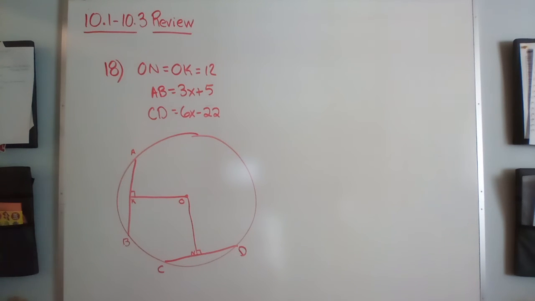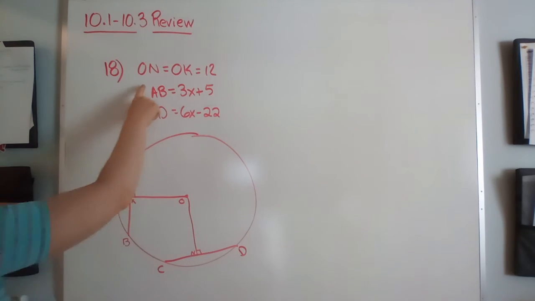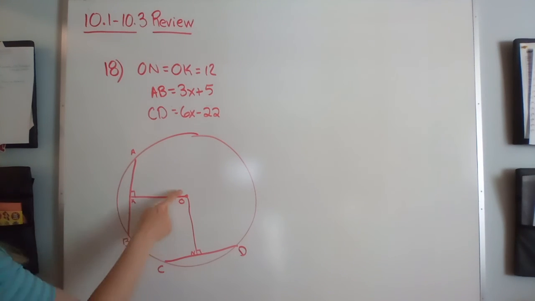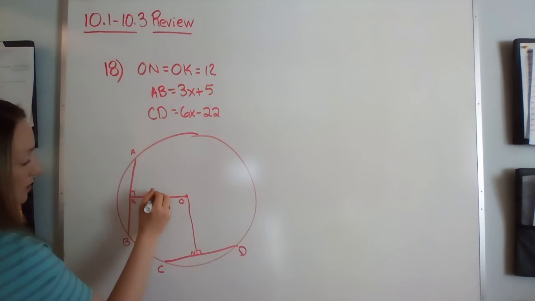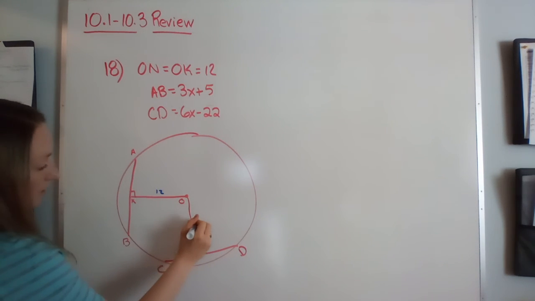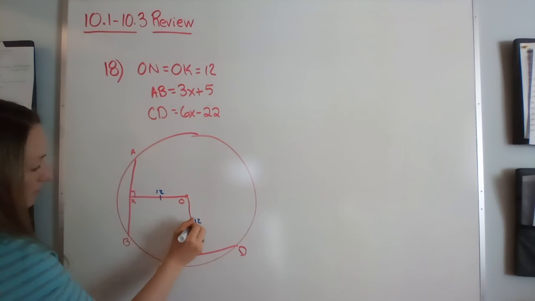All right, we're going to label what information was given. So it says that ON, OK are both 12 units long. So first thing I'm going to do is label them each 12. I'm going to mark them congruent.